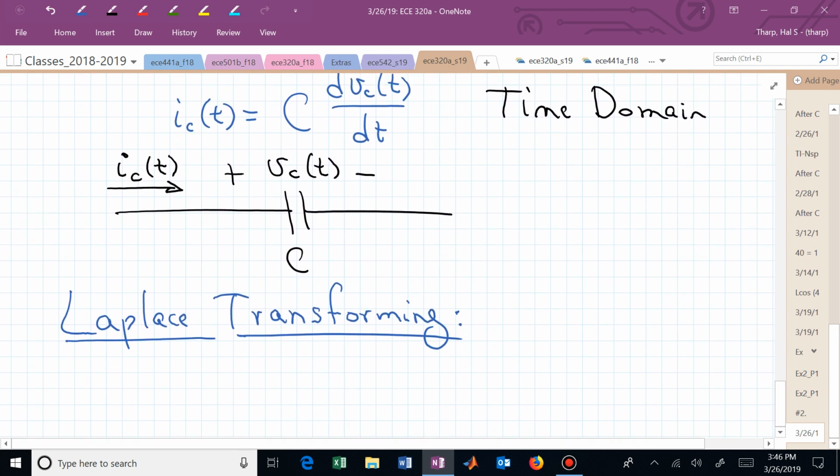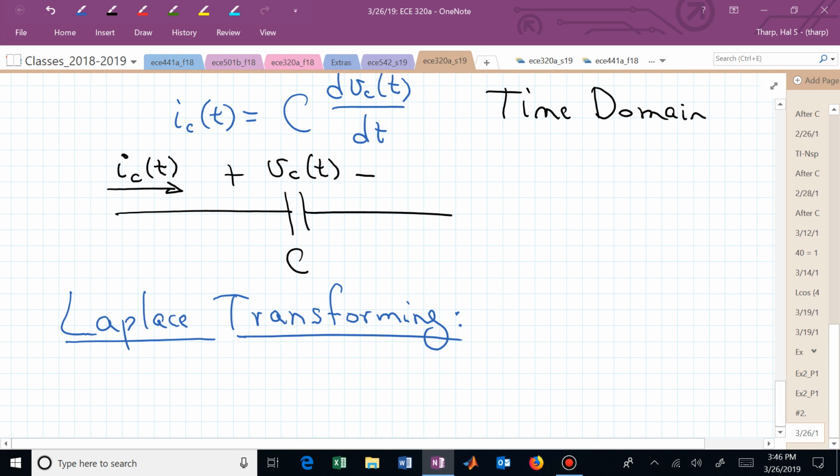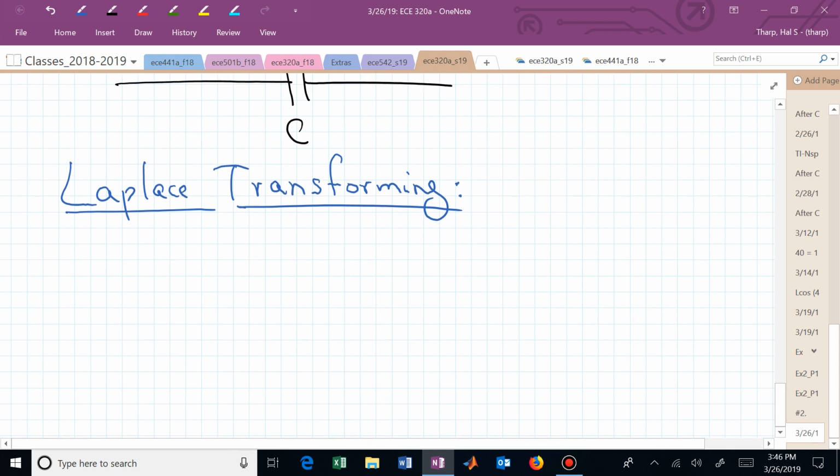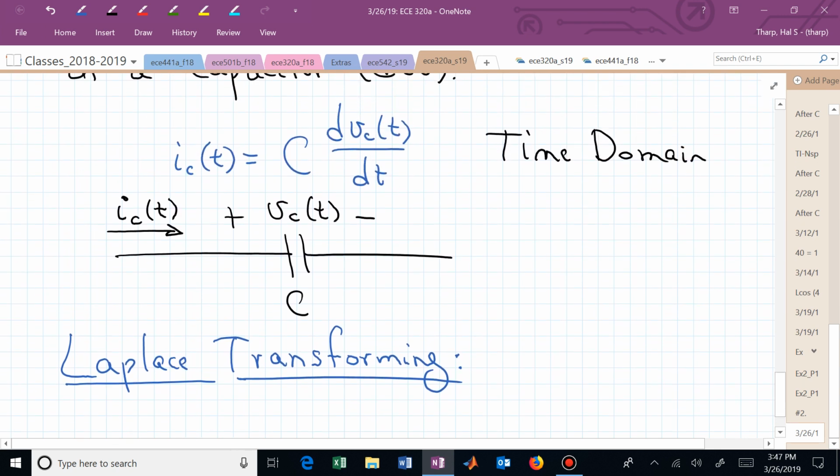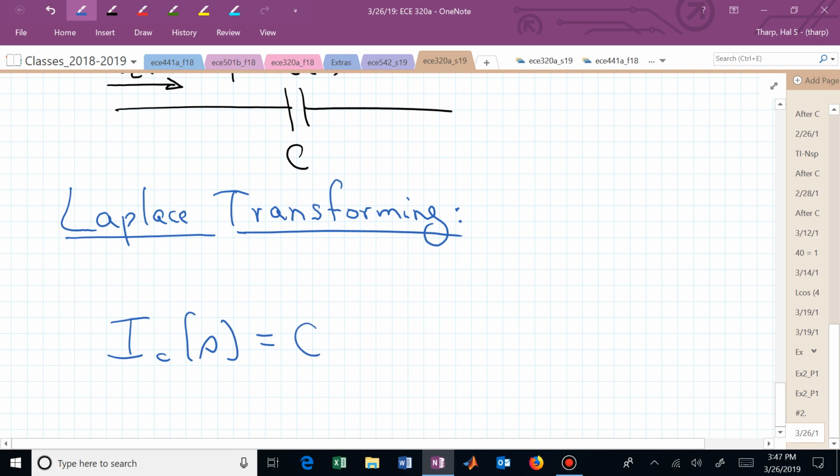Laplace transforming, the left side's pretty easy. We just have to hit the shift key. That's just capitalizing, taking the Laplace of I sub c of t is now I sub c of s. And now we need to Laplace transform the right-hand side. The Laplace transform is a linear operation, so we can keep that C outside of the Laplace of the derivative of the voltage. And we now have C times s, V sub C of s. That capital V sub C is the Laplace transform of the capacitor's voltage.